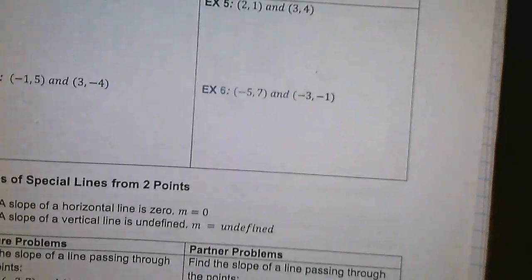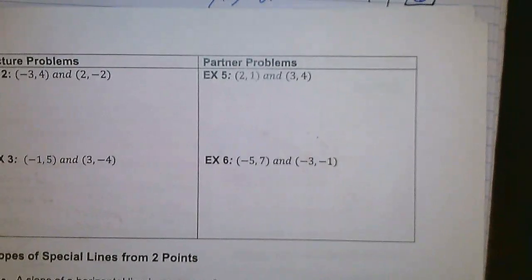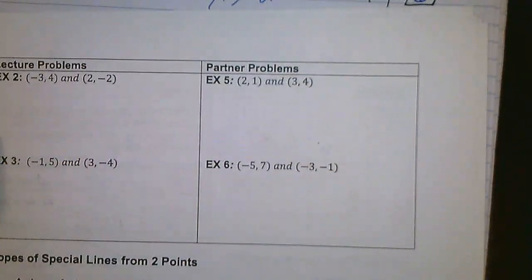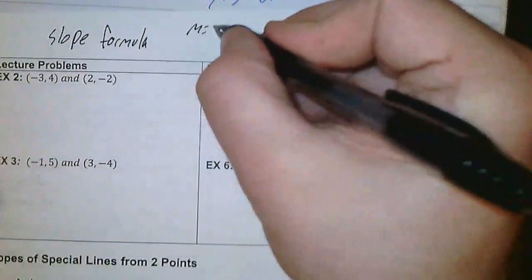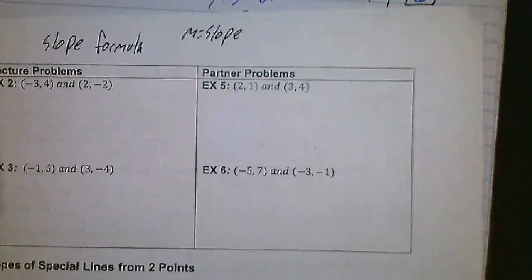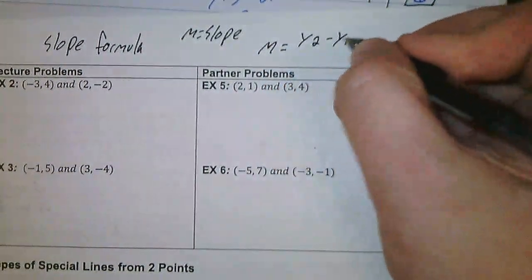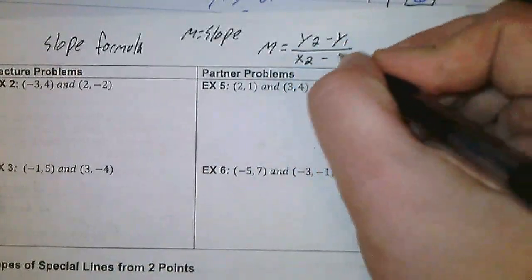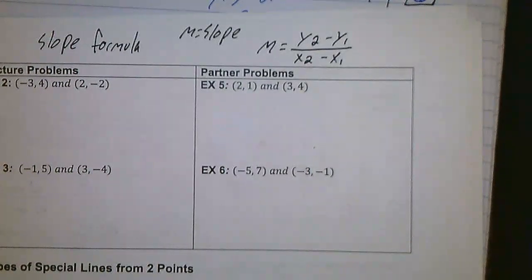I'll go to page 14 here of this document. And let's talk about finding slope from 2 points, not on a graph, just 2 given points. So here we use the slope formula. M represents slope, both in the formula and y equals mx+b. So here's the formula. You're going to use it a lot. M equals y2 minus y1 over x2 minus x1. Of course, you will have to reduce the fraction, if possible.